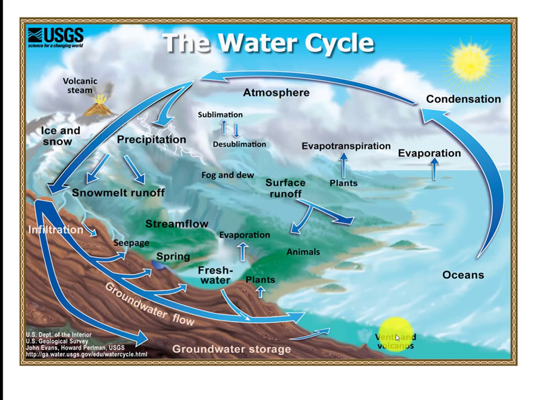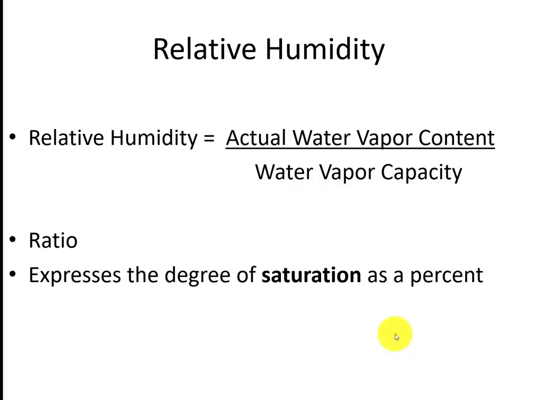And so we're going to be looking at the concept of humidity. And when we talk about humidity in this lab, we're not talking about how it feels when it's humid in the weather. This is a scientific concept. It's important for you to know the definition that relative humidity equals the actual water vapor content divided by the water vapor capacity. So it is a mathematical expression.